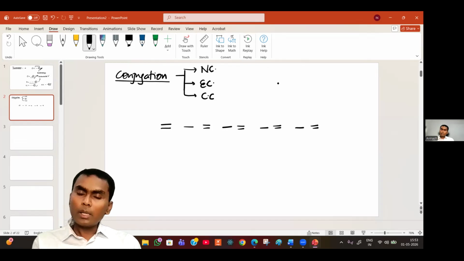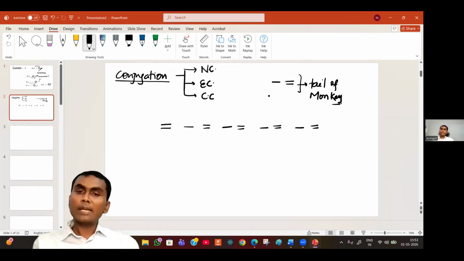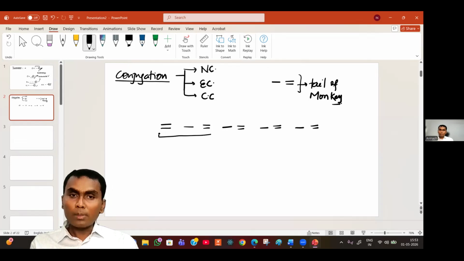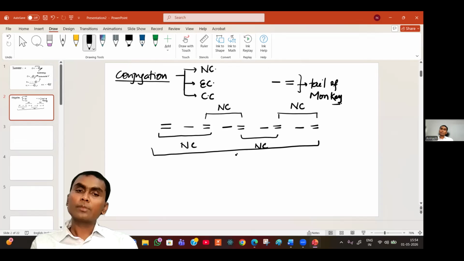You can consider the single double as the tail of a monkey. We can connect from the back side, not from the front side. So this is double single double. This is double single double. This one is called normal conjugation. This one is also called normal conjugation. The whole system is called extended conjugation, right?